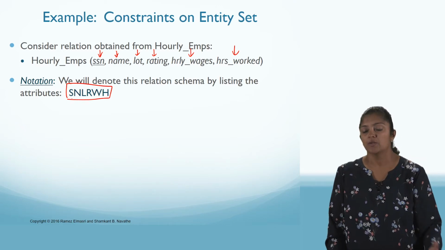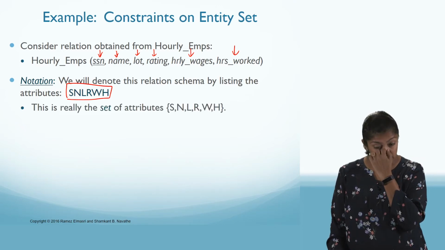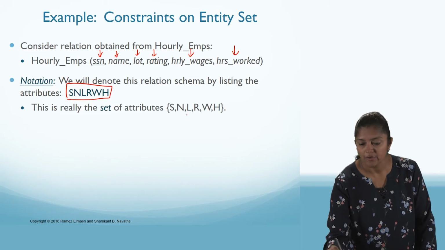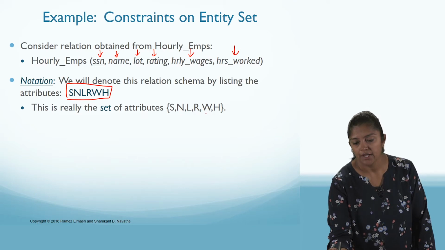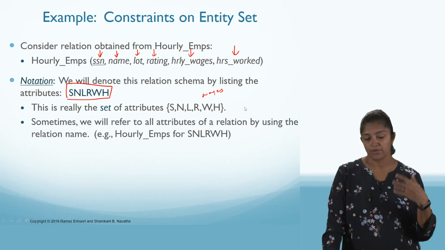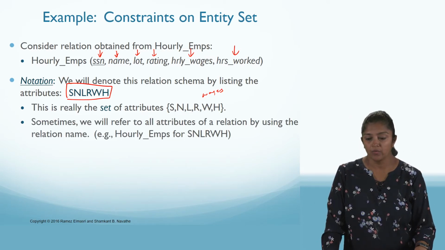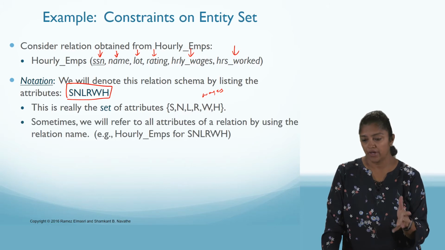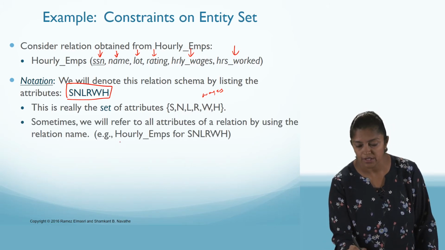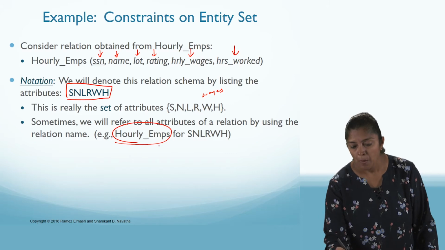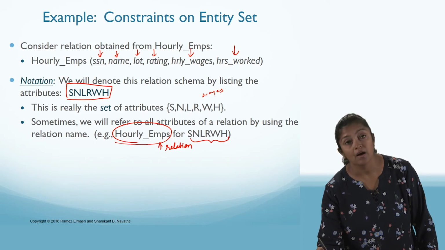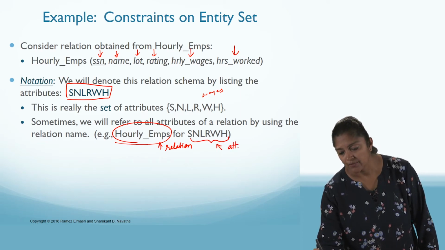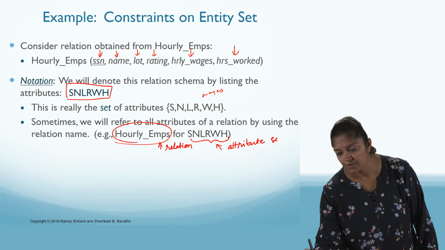What that means is those are the attributes, the listing of the attributes. It's really the set of attributes. S stands for SSN, N for name, L for lot, R for rating, W for wages, and then H for the number of hours worked. And then we have the entire relation itself. So the relation name is hourly employees. So that's our relation, and SNLRWH is our attribute set, the set of attributes that we have.